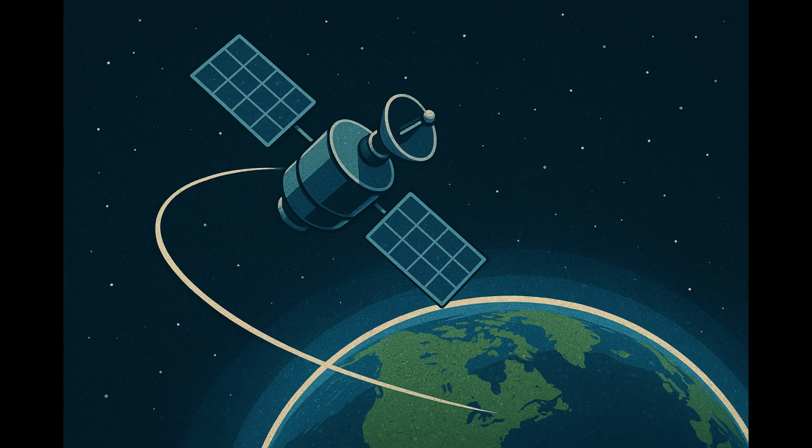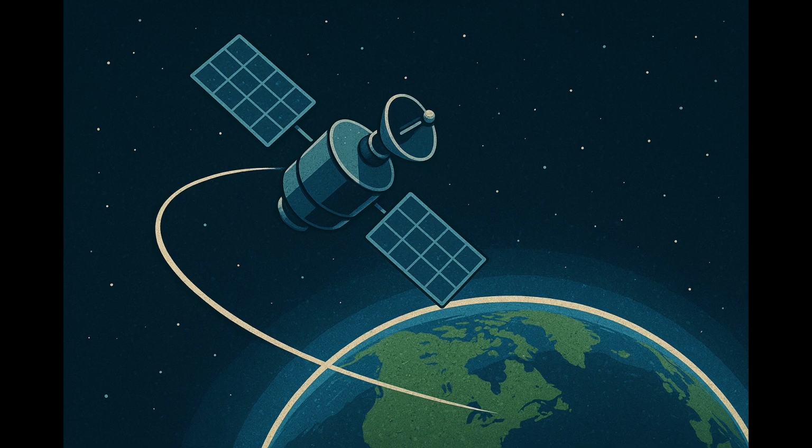Launch and placement. Satellites don't start in orbit. They're launched by rockets. The rocket carries the satellite high above the atmosphere, then releases it at the right altitude and velocity. Onboard thrusters or the rocket's upper stage adjusts its trajectory and inclination. That's the tilt of the orbit relative to Earth's equator.